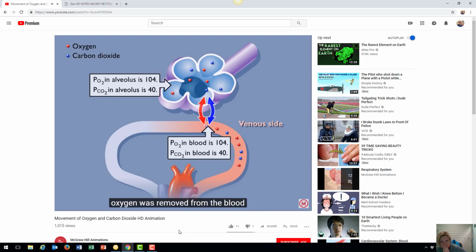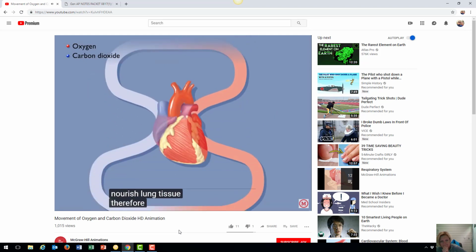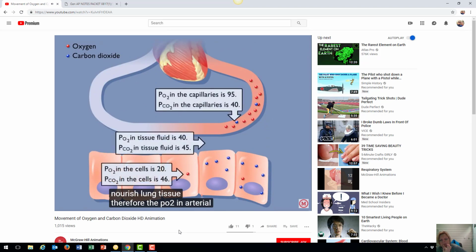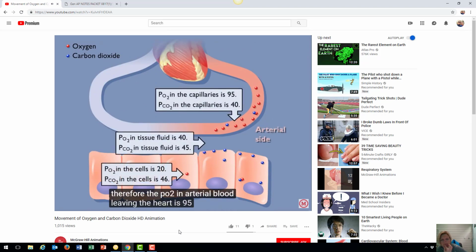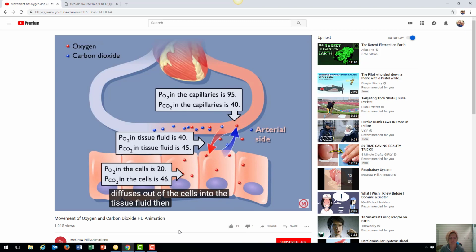Some oxygen was removed from the blood to nourish lung tissue. Therefore, the PO2 in arterial blood leaving the heart is 95. Oxygen diffuses out of the arterial ends of tissue capillaries into the tissue fluid, then into the cells, and carbon dioxide diffuses out of the cells into the tissue fluid, then into the blood because of differences in partial pressures.